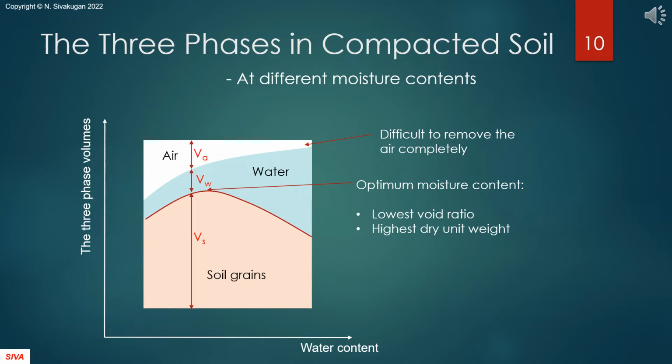Here, you can see what happens to the relative proportions of the 3 phases with increasing moisture content. We keep the total volume constant at all moisture contents. The porosity and the void ratio are the minimum at the optimum moisture content. On the dry side, there is a lot of air in the voids. On the wet side, there is a lot of water in the voids.